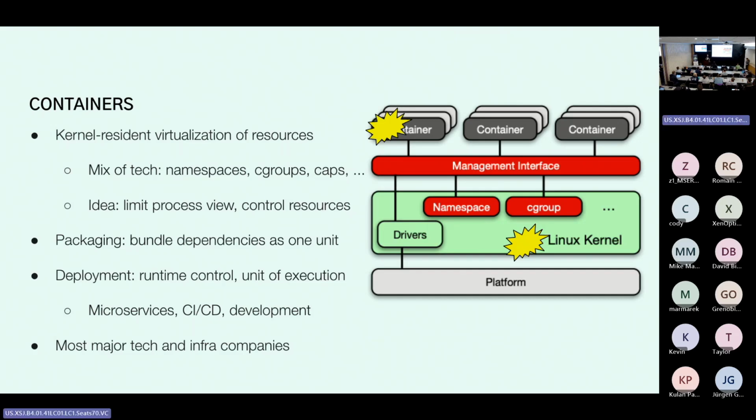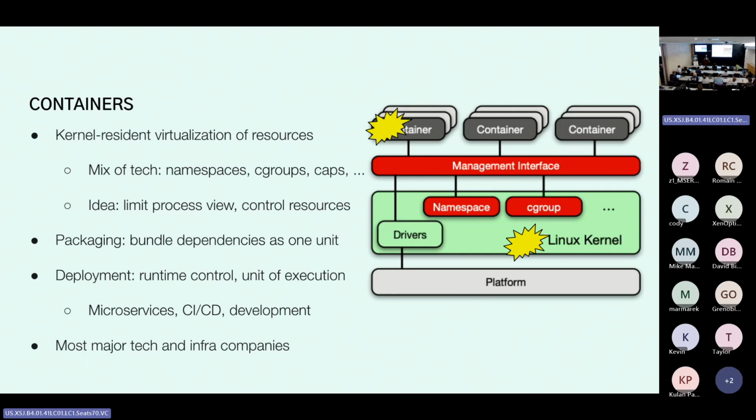With containers, we have standards now. You can build an image that contains the application and its dependencies as a deployment now. You can fetch the container image and deploy it with a certain container runtime. This has become really popular in a lot of areas. For example, microservices, CI/CD, and development. So instead of doing make, install, you can do Docker run to build something locally. Most major technology and infrastructure companies use this.